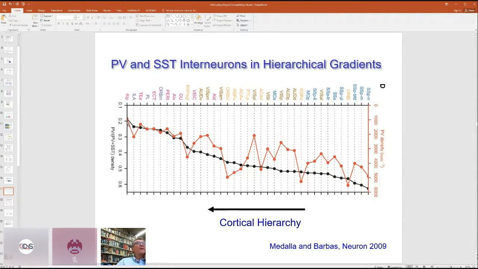compared to parvalbumin. So it looks as if the somatostatin cells may be the ones that are doing this, subpopulations that are inhibiting each other, which is interesting. And that's a testable prediction. And I would have never guessed this if no one had ever told me this.